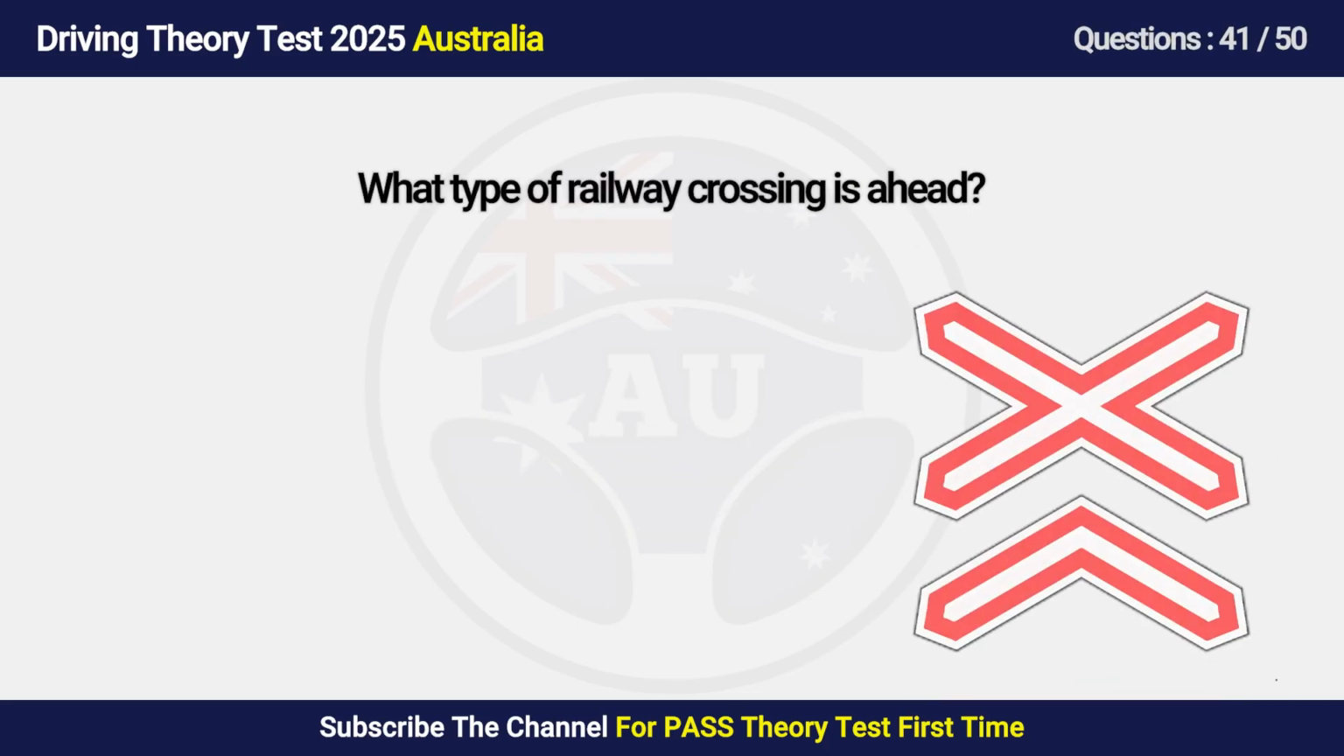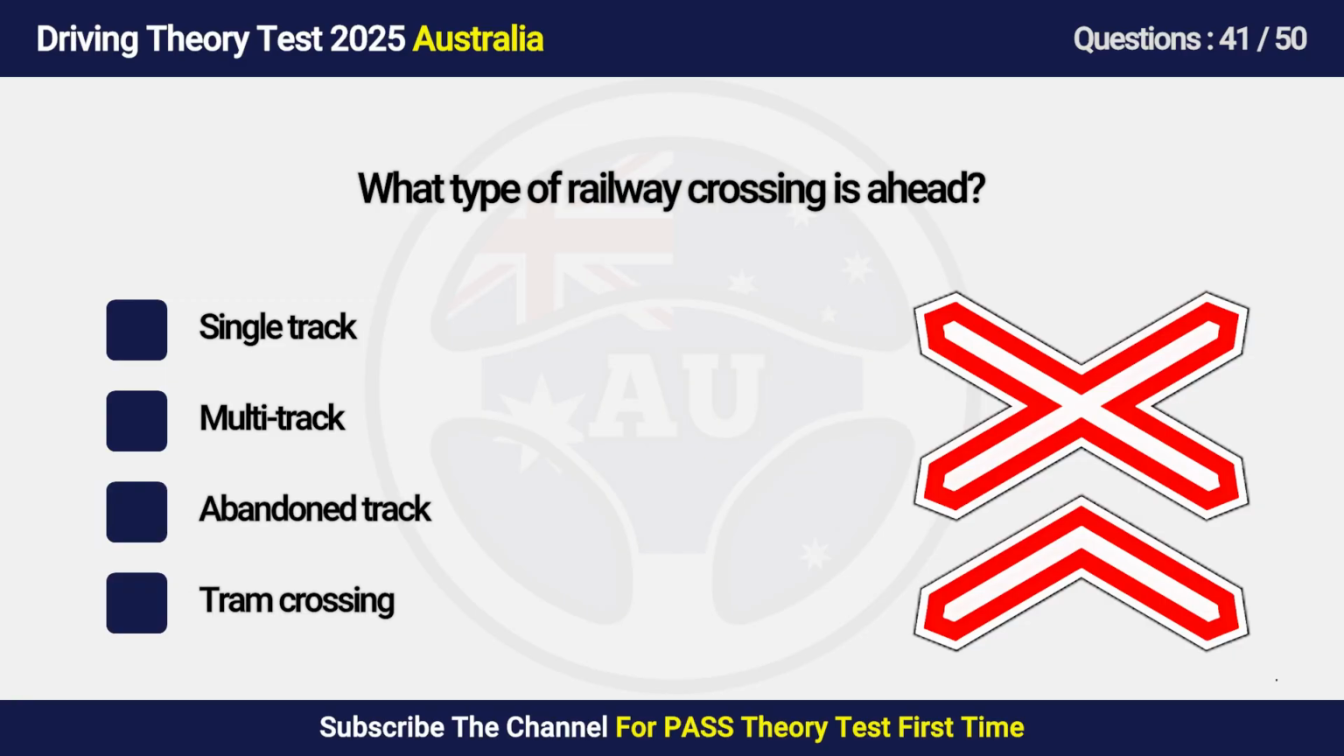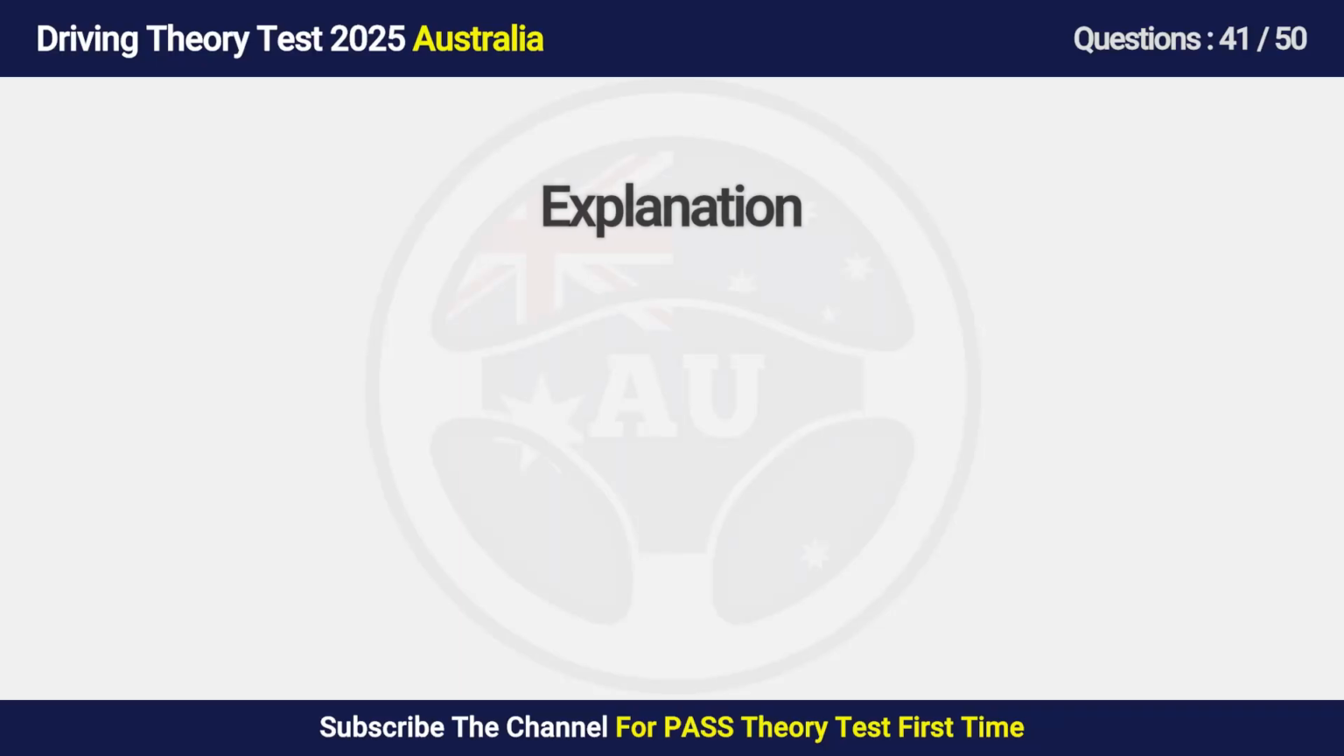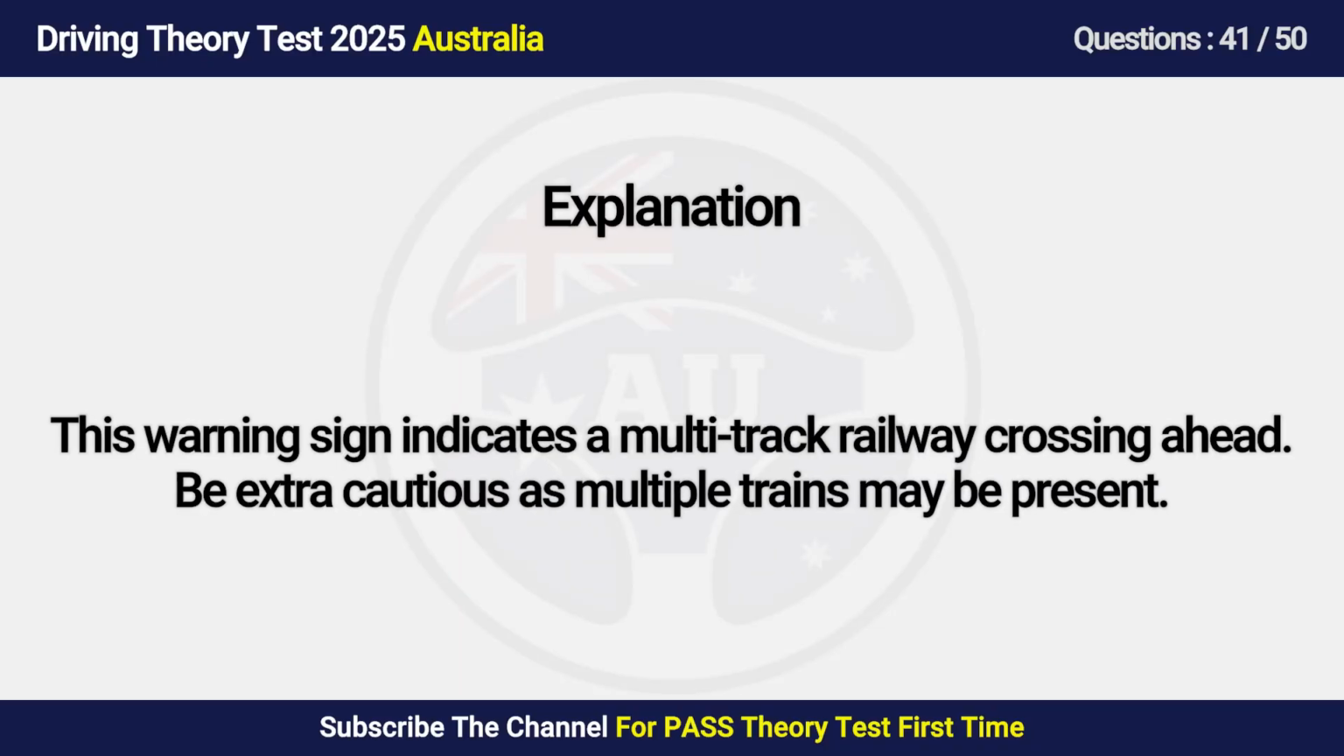Question 41. What type of railway crossing is ahead? A. Single track. B. Multiple tracks. C. Abandoned track. D. Tram crossing. Answer is B. This warning sign indicates a railway crossing ahead. Be extra cautious as multiple trains may be present.